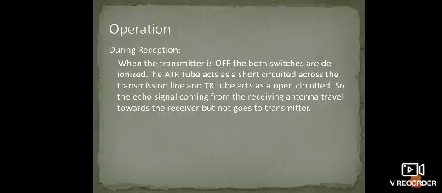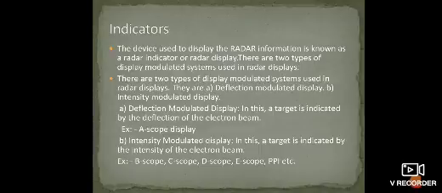And the echo signals coming from the receiving antenna travel towards the receiver but do not go to the transmitter part. So like this, it is done within our duplexer.